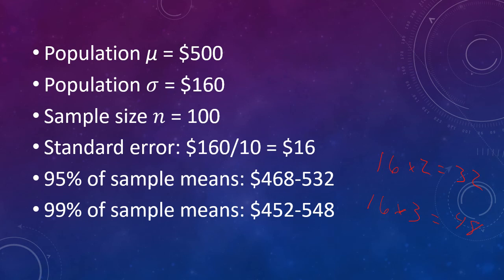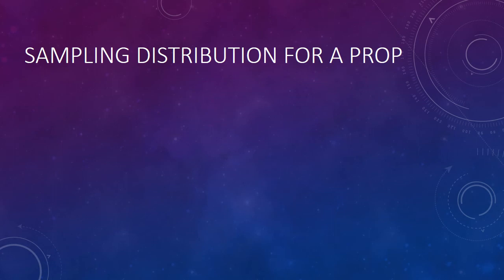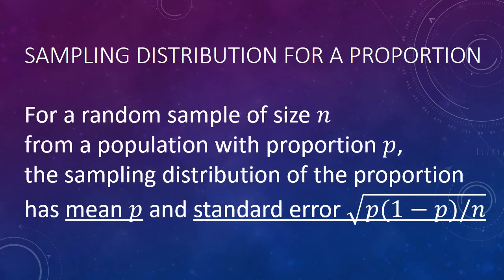In addition to talking about the sampling distribution of a mean, we can also talk about the sampling distribution of a proportion. For a random sample of size n from a population with some proportion p, the sampling distribution for a proportion has mean p and standard error square root of p times 1 minus p divided by n. So whatever the proportion is in the population, p, we know that the sampling distribution of our sample proportion is also going to have mean p.